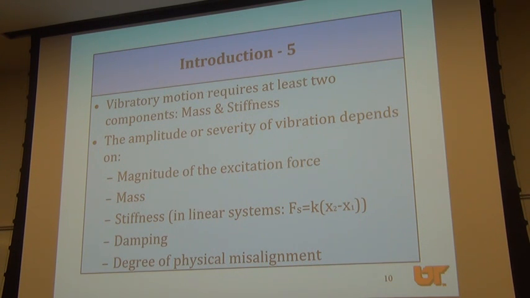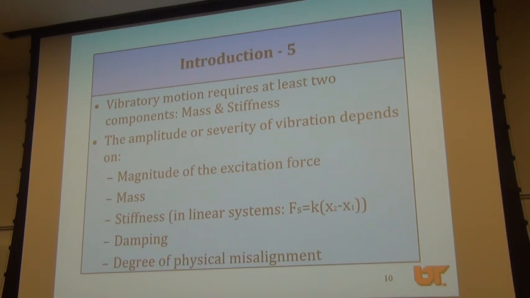It says a vibration motion requires at least 2 components, mass and stiffness. I think the point being here is that if something vibrates, it depends on the mass of the device or the body that is vibrating, and also the stiffness. Stiffness really indicates the amount of compression or the amount of change in the length that may take place. If I have a spring, for example, and if this is sitting on the spring and vibrating, then the spring has a certain stiffness, right? Total stiffness is the amount of force required to compress or extend the spring by a unit length.